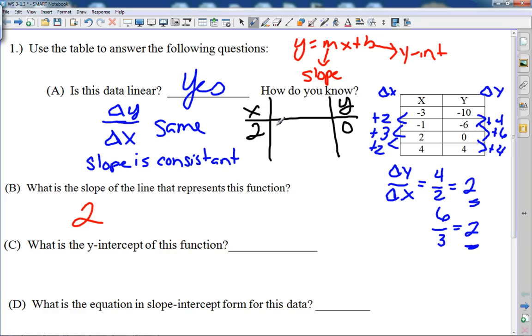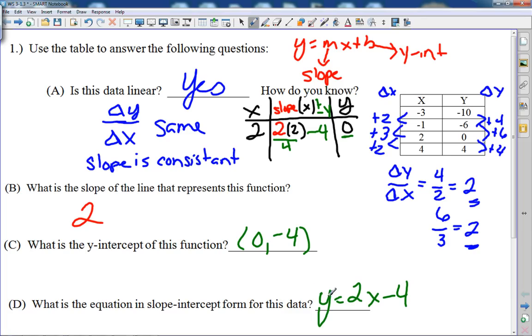So now I'm going to put the slope in there. Remember, it's the slope, then we put the x next to it. Okay, so 2 times 2, and then the next thing is plus or minus the y-intercept. So this is 4. What do I have to do to 4 to get to 0? I need to subtract 4. So my y-intercept is going to be 0, negative 4. Because my equation, it says, what is the equation in slope-intercept form? Y equals 2x minus 4. Is this data proportional? No, it is not. It has a constant of 4.